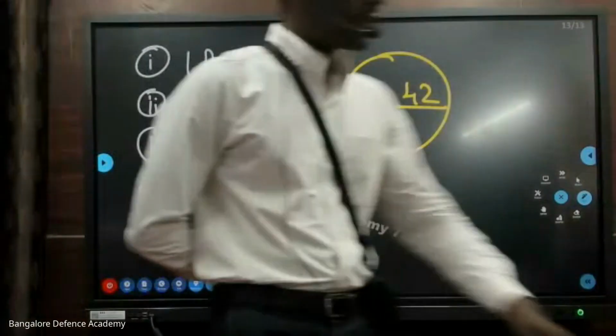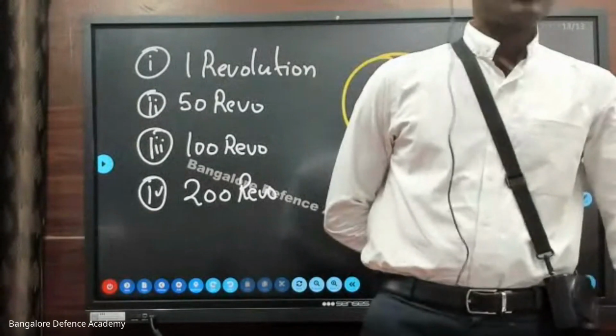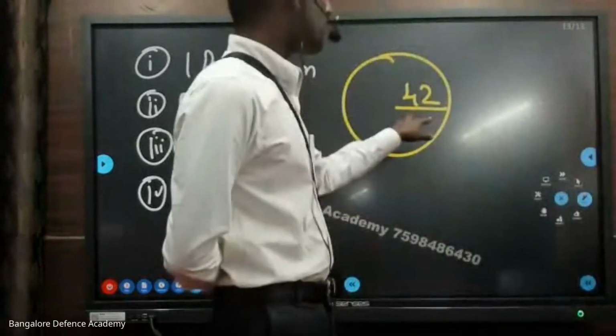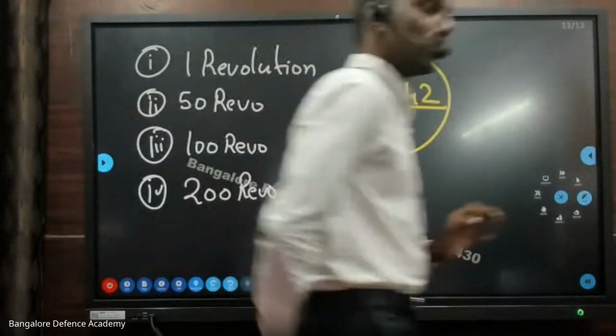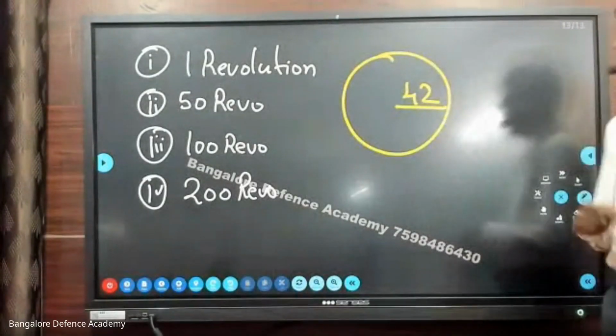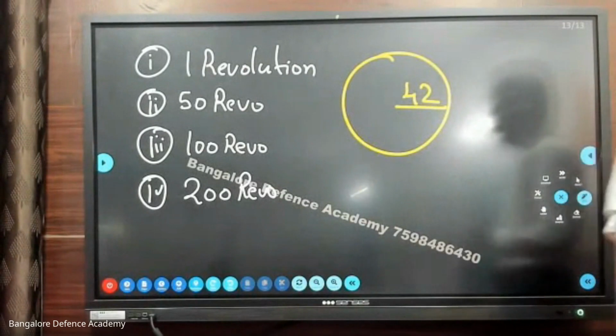Tell me here for the first line. The radius of the circular wheel. What is the radius given here? 42. Okay, find the distance traveled. Always keep one thing in mind, for your whole life, or your examination.